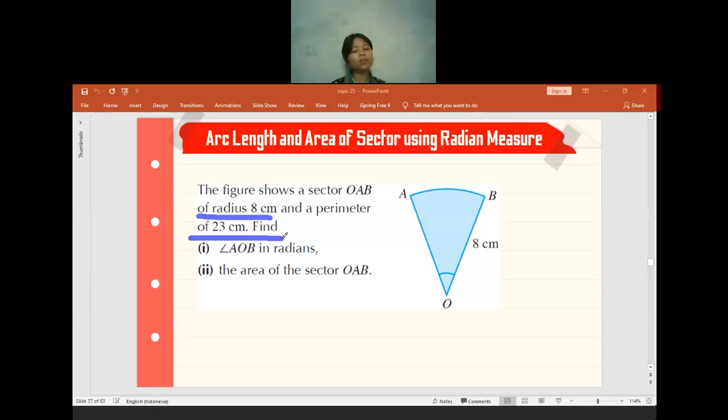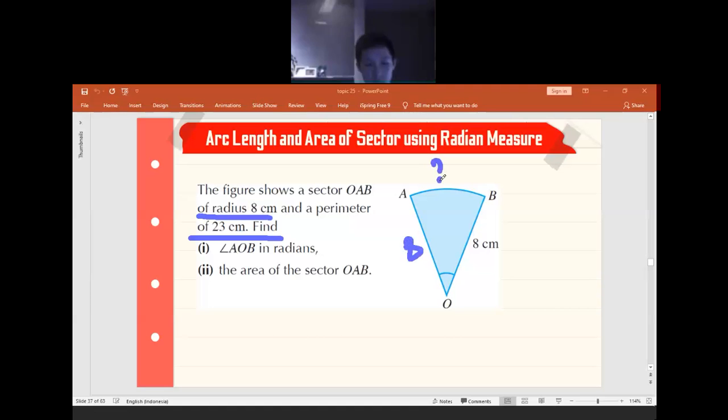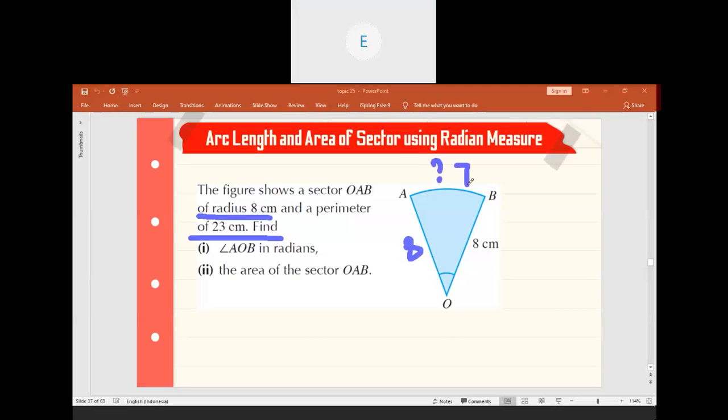How do we find the perimeter of this blue sector? Plus all the sides. So if OB is 8, how long is AO? 8 also, right? So can we find the AB now? How many is the AB? 8 plus 8 minus 23. How many will it be? 7. Is there anyone confused to find that AB is equal to 7?